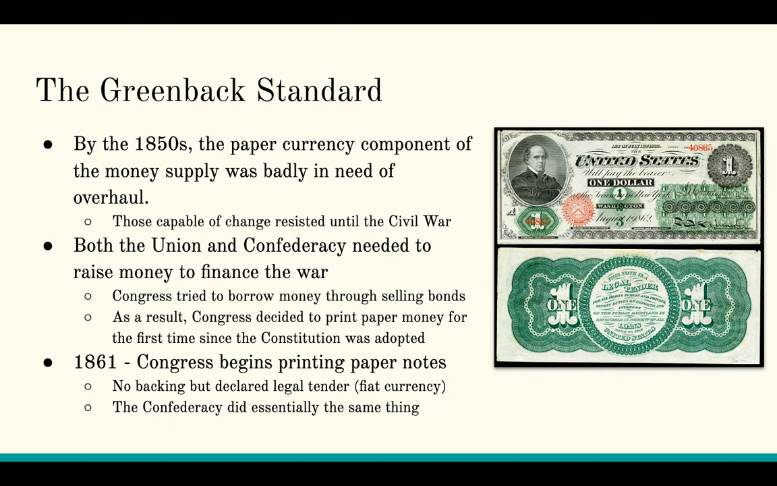In 1861, Congress authorized the printing of 60 million notes. Although these notes had no gold or silver backing, they were declared legal tender, which is fiat currency that must be accepted in payment for debts. So again, it is valuable because the government says so. Essentially, the Confederacy does largely the same thing. They begin to print paper currency, this fiat currency, in order to fund their end of the war as well.